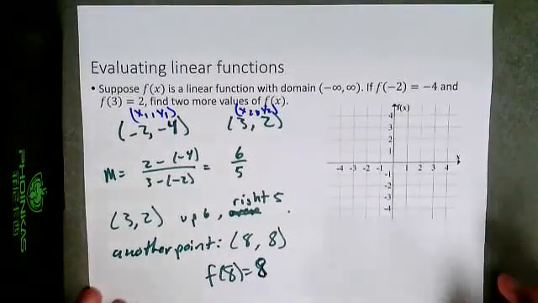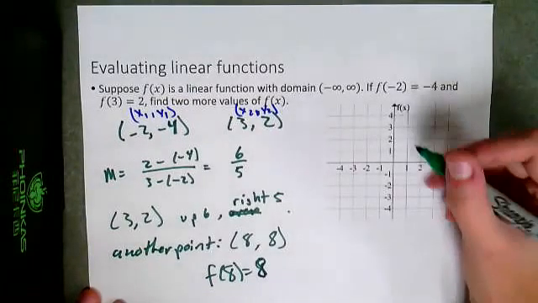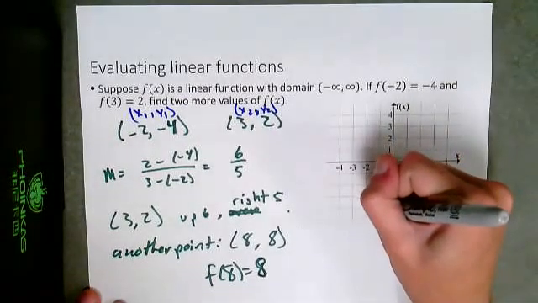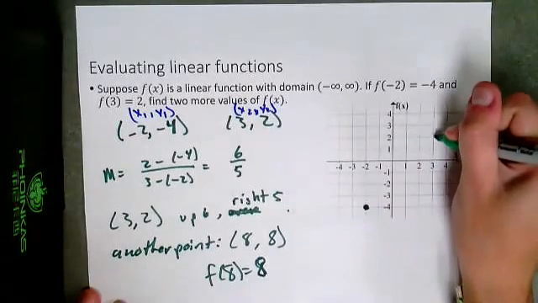So if we want, we can do this graphically and say, okay, negative 2, negative 4 is here. 3, 2 is here.